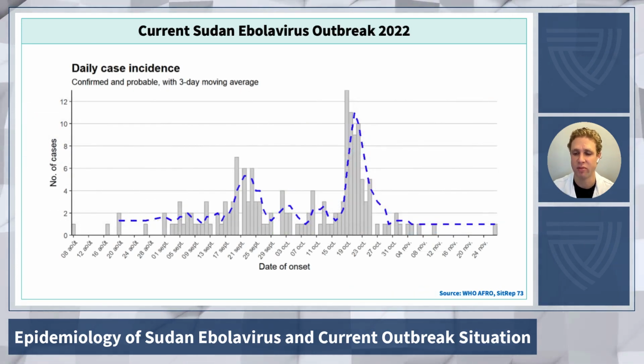Additionally, of concern, there have been undocumented chains of transmission. So while the outbreak does appear to be abating, it may not yet be finished. And you can see the outbreak peaked in mid to late October, and then since has tapered off as the year has come to a close.